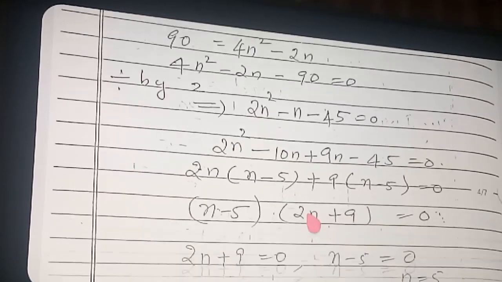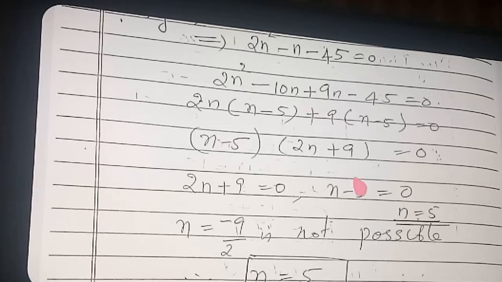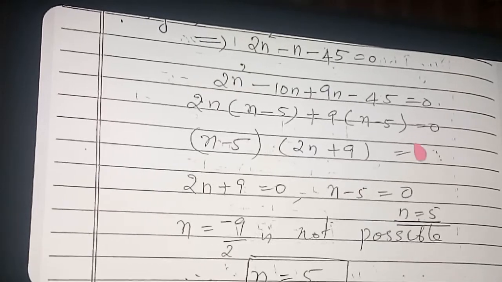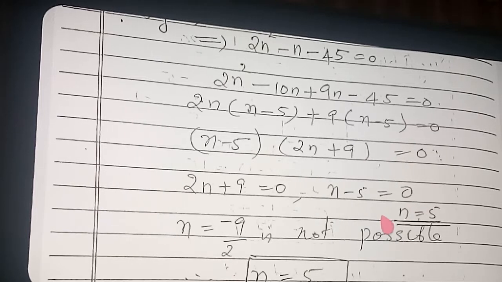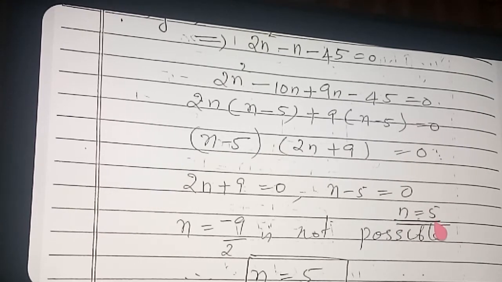So how many factors did you get now? 2 factors: 2n plus 9 and n minus 5. The product of 2 factors is equal to 0, the meaning is that each factor equals 0. 2n plus 9 equals 0, n minus 5 equals 0. So if n minus 5 is equal to 0, then what will you get? n is equal to plus 5. And here, what will you get for n? Minus 9 by 2.